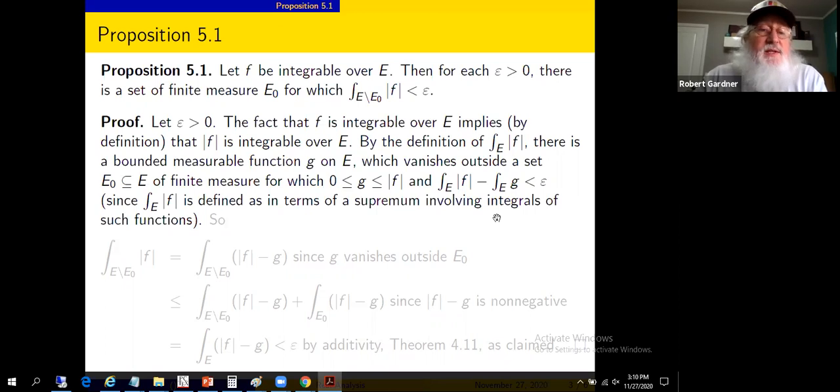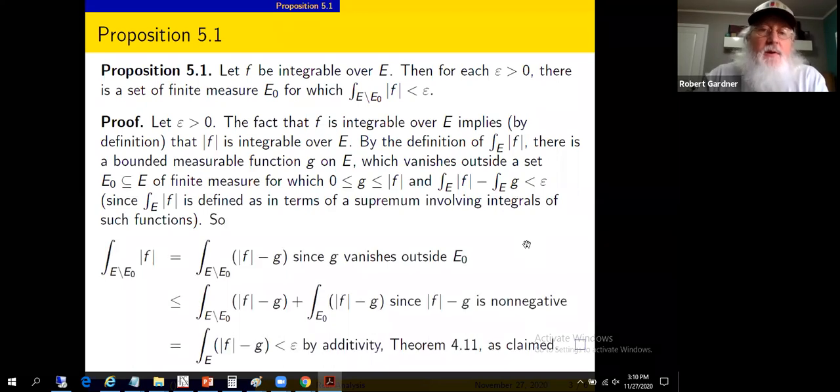So there exists the set E sub 0 and the function g such that we get this kind of behavior. The E sub 0 is the set of x values outside of which function g vanishes. Function g is 0. Okay. So we want to show the integral over E set minus E sub 0, absolute value of f, is less than epsilon. So here's the argument.